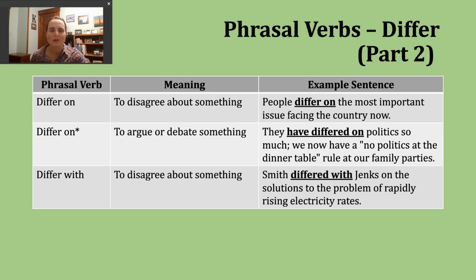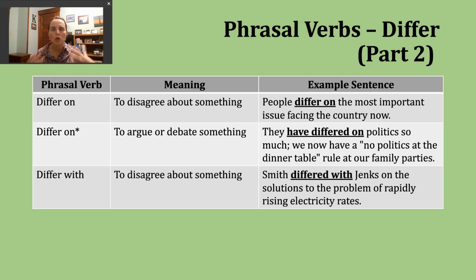And now we have learned, right, we're just not going to talk about this subject as a result. The last phrasal verb you might encounter is to differ from. This can mean to disagree about something. An example of this might be: Smith differed with Jenks on the solutions to the problem of rapidly rising electricity rates. I saw a sentence similar to this recently.